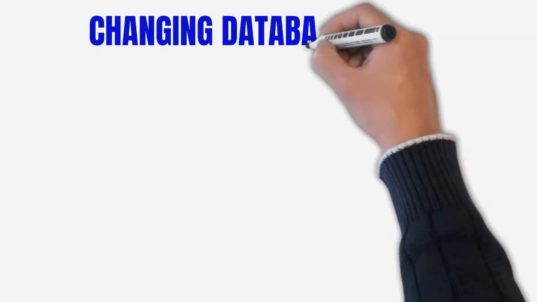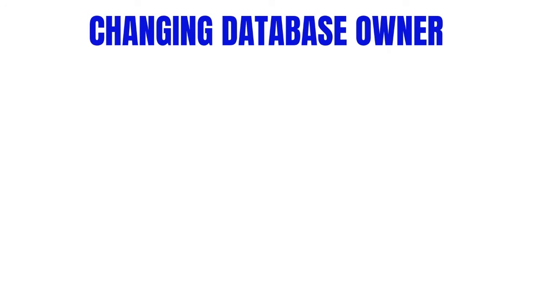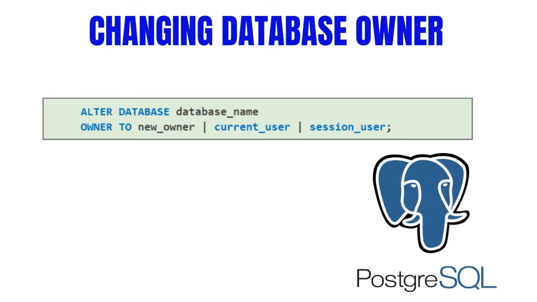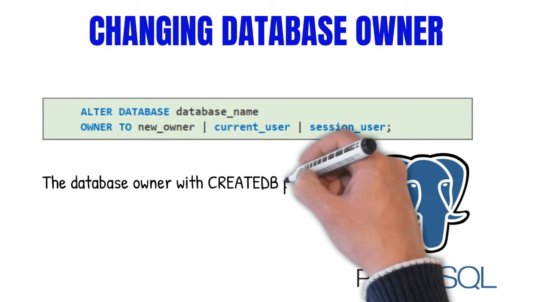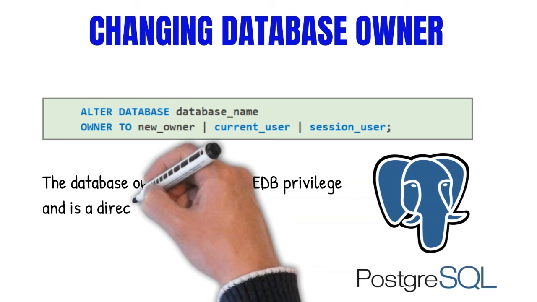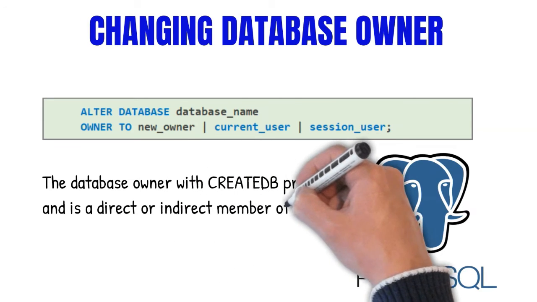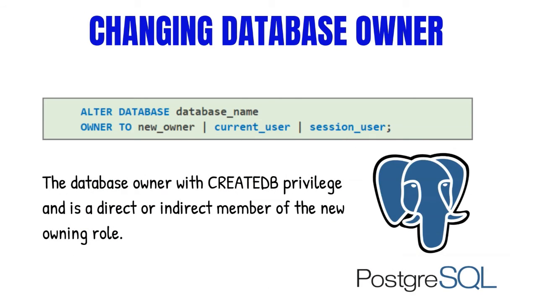You may also want to change your database owner from time to time. To do this, you issue the ALTER DATABASE command. Specify the name of the database and OWNER TO, so you can specify the owner which you want. You could also specify CURRENT_USER to use the current user that is logged in, or SESSION_USER. In order to change the DB owner, you have to have the CREATEDB privilege or be a superuser like postgres.